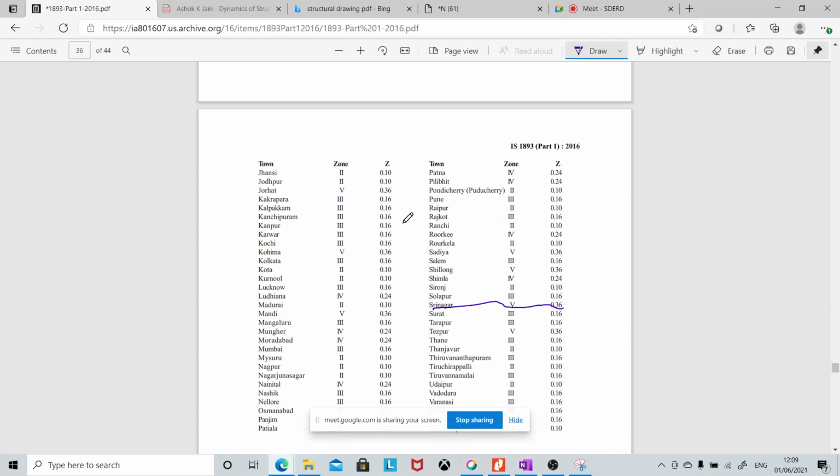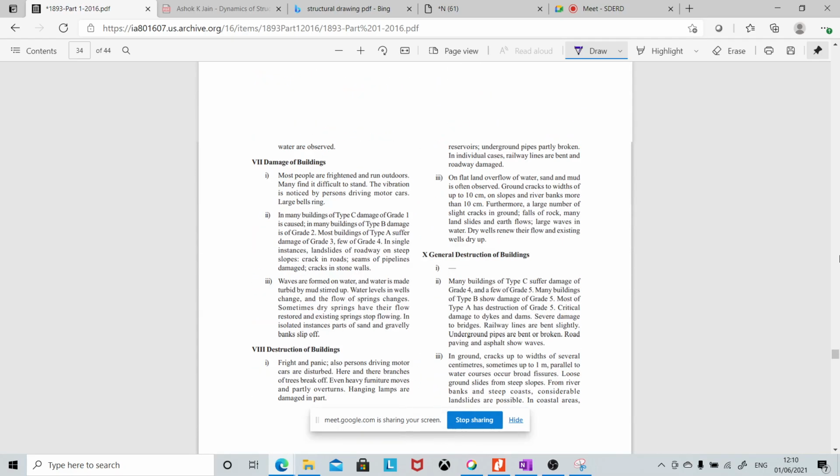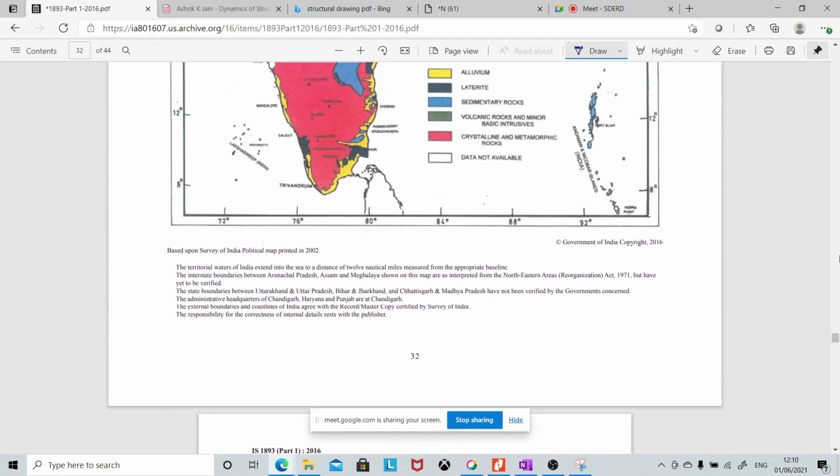If the place is not available here, you can directly read from the seismic zonation map by locating it on the zonation map. But mostly for the question that you are getting in examination, they will be towns that are available here. You can take it from here. Okay, I hope this is clear to you. So that is the term Z. Now next term is I.